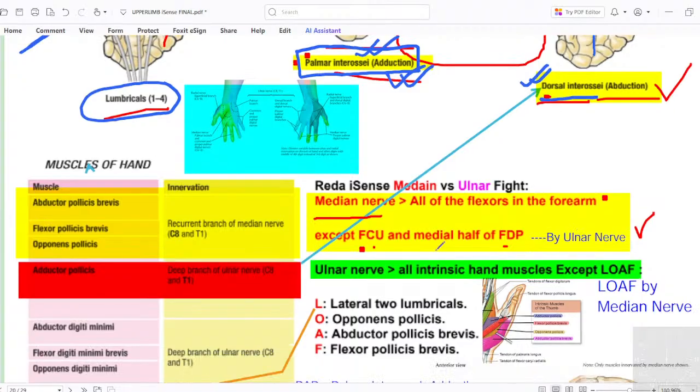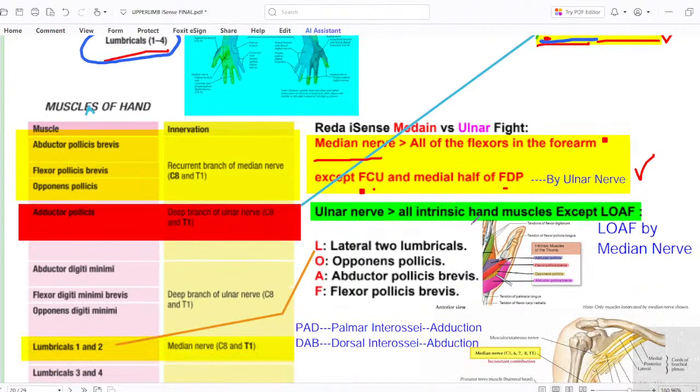Now the muscles of the hand. This is difficult.